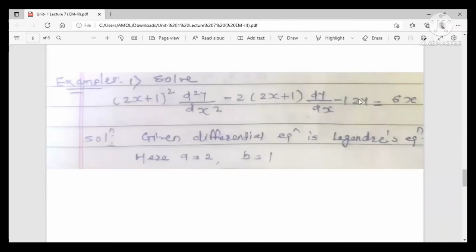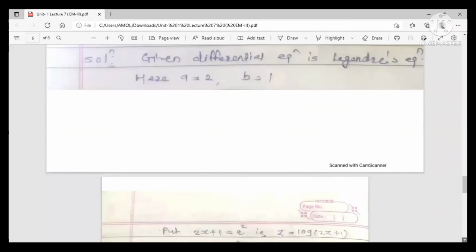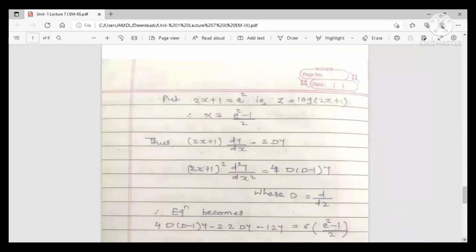In the third term, the derivative is absent, so that polynomial function is also absent, in the form of 2x plus 1. And in the RHS, the function is 6x. So you state here, the given differential equation is Legendre's equation because it is in the form of (ax plus b) to the power n, d^n y by dx^n. Here, if we compare with ax plus b, the value of a is 2 and the value of b is 1. So remember it.